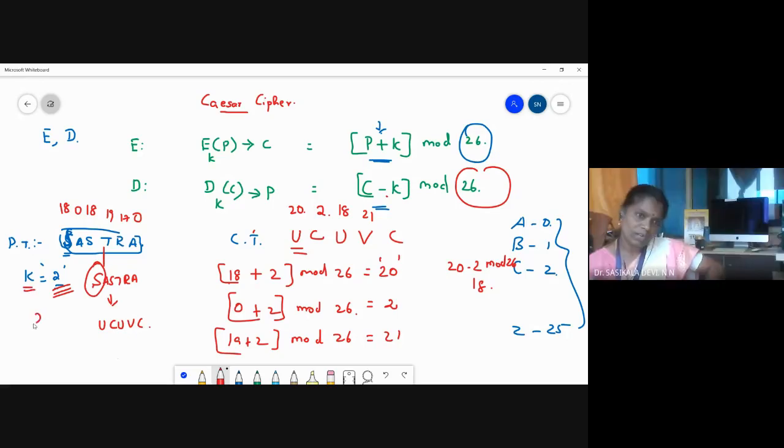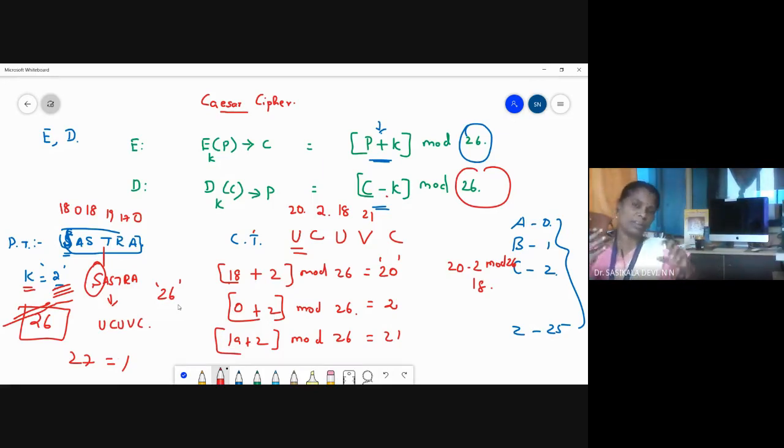Only 26. You can take 27, but 27 is nothing but 1. So the only possible key values are 26. So a hacker can easily break this cryptosystem using 26 trials. 26 trials are enough. This is not at all a strong cryptosystem, but it is the very first cryptosystem from the entire cryptology point of view. 26 different trials are enough to break it.